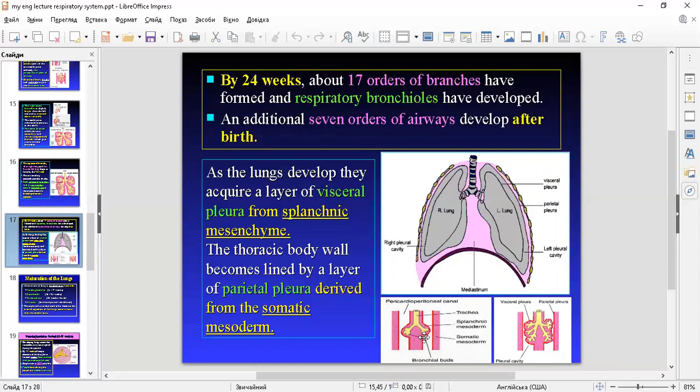Splanchnic mesoderm, somatic mesoderm, bronchial buds, trachea. Then visceral pleura, parietal pleura, and pleural cavity.